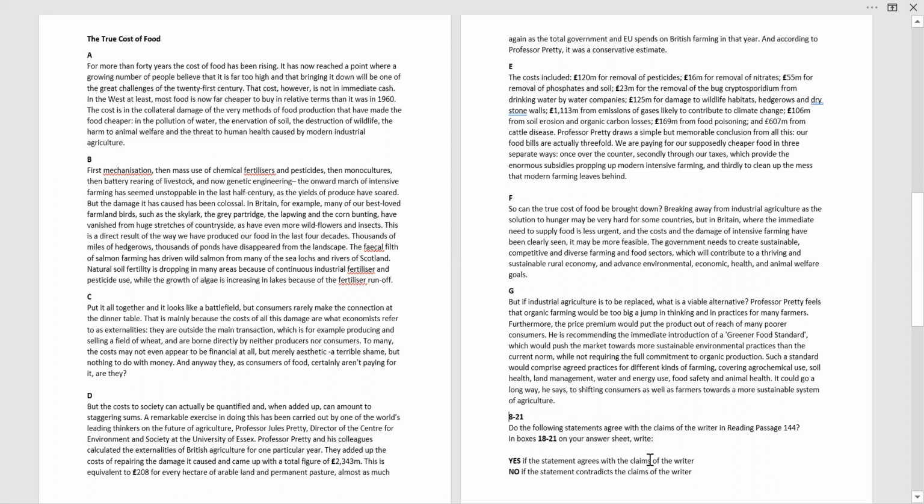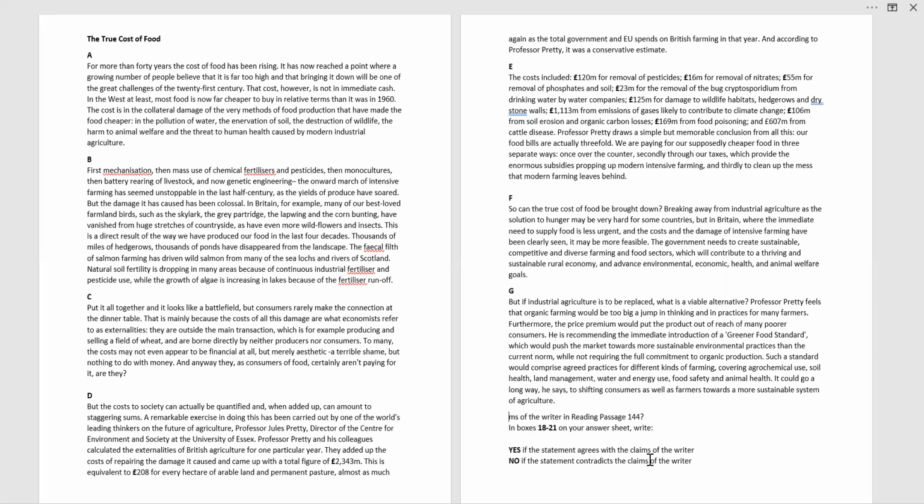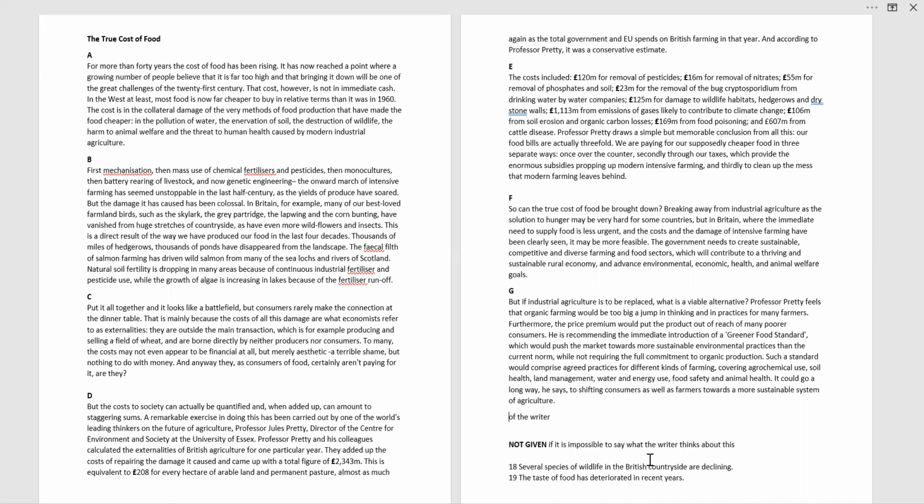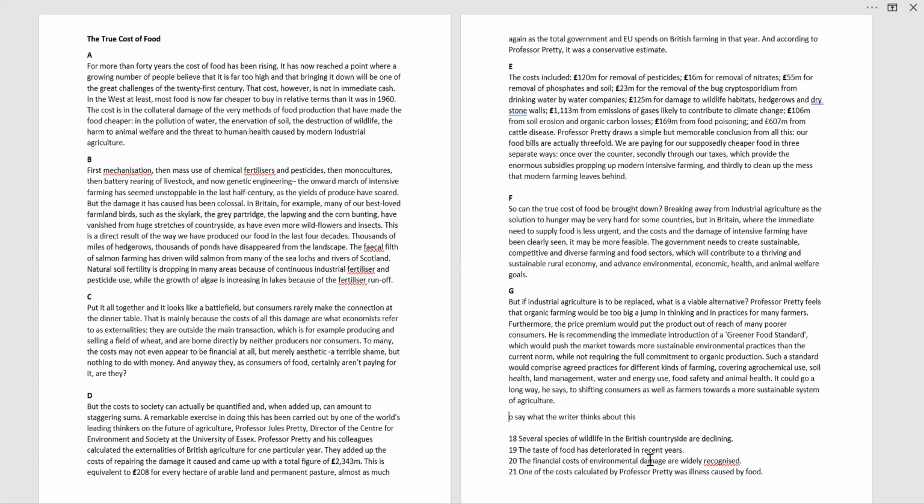So I'm just removing the instruction. It's very easy. Yes, no, not given, right? But remember, you have to answer in yes, no, not given. Do not write true, false. Okay, ma'am, it should be yes, no. All right, these are 4.